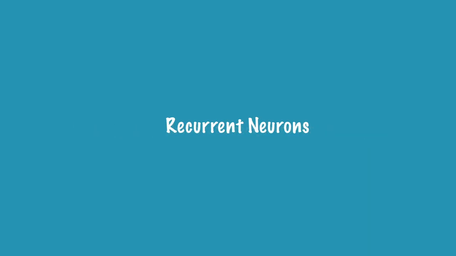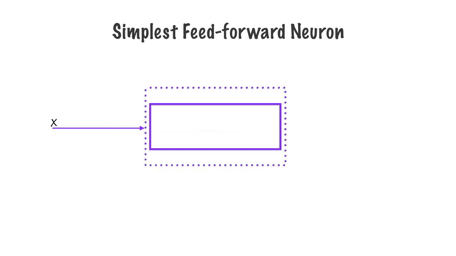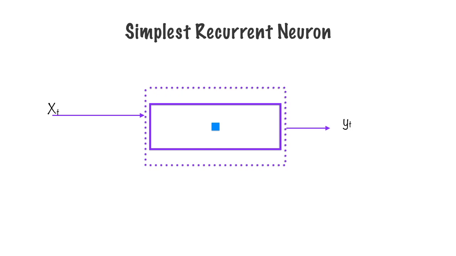In order to understand recurrent neural networks and how they work, we have to go back to the basic building block, the recurrent neuron. The simplest of all feed-forward neural networks is one which comprises a single neuron. This is the neural network that we used for linear regression. This is the basic structure of the simplest feed-forward neuron. We have the X variables, that is the features, feed into this neuron, and we get a corresponding output, that is the Y variable. A recurrent neuron is aware of time instances.